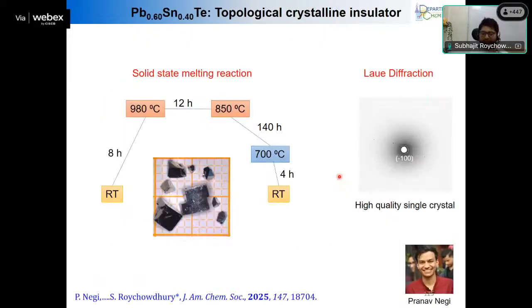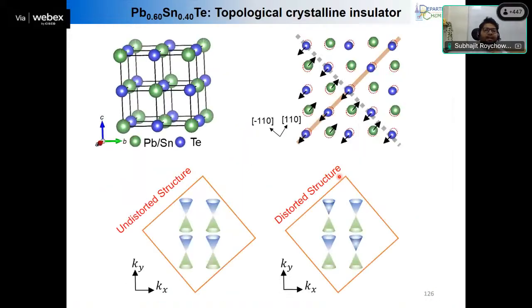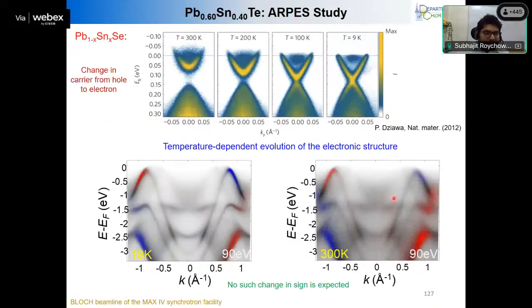With that motivation, at Eisenhower, we synthesized this single crystal. And this is the crystal structure. You have a rock salt structure and it has a mirror plane. Now in this material, the cation and anion will move in opposite directions and it will break the mirror symmetry. So it will open up the gap. This is our idea of how we can track the opening of the gap.